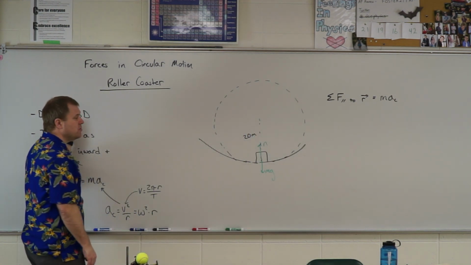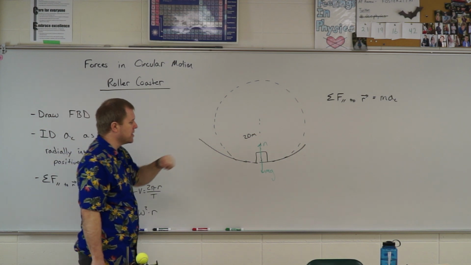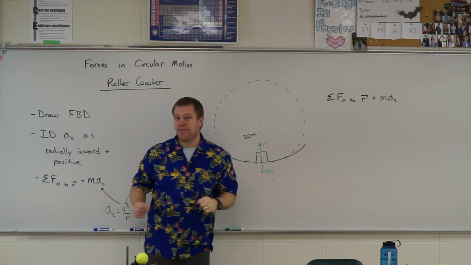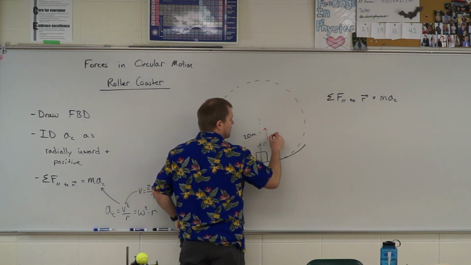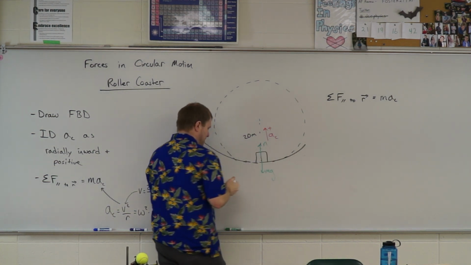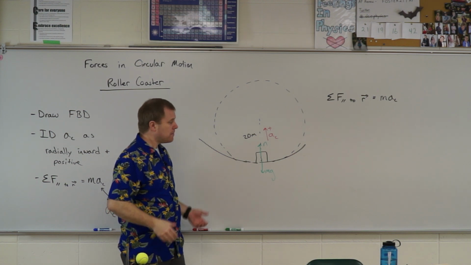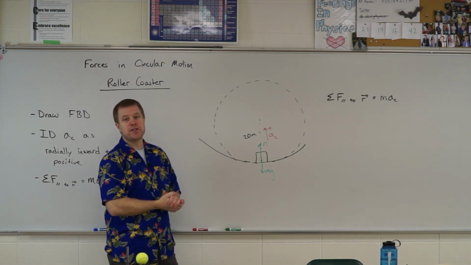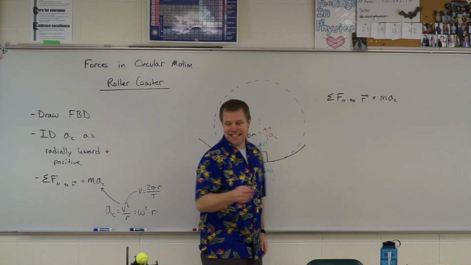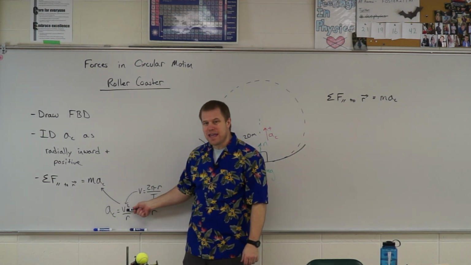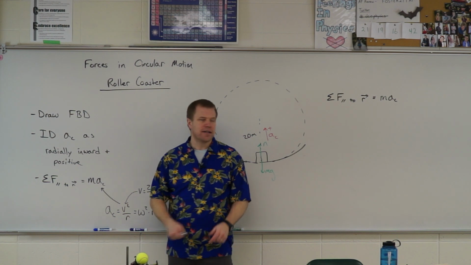So first thing we need to do, draw a free body diagram. I have the normal force and I have gravity. Next, I need to identify the direction of AC, which is always radially inward, and I label that my positive direction. Now I can sum up the forces parallel to the radius, set it equal to MAC. And inside that AC is where that speed they gave me, that 21 meters per second, is going to go.